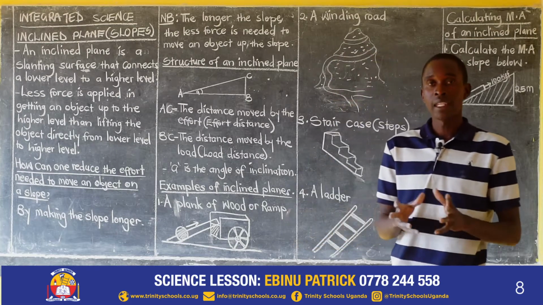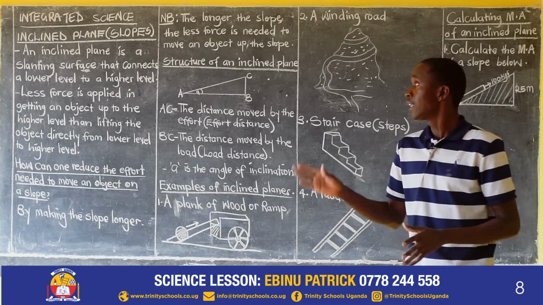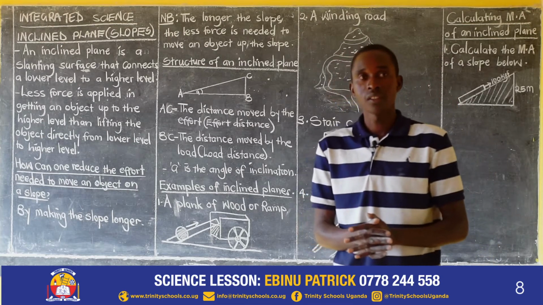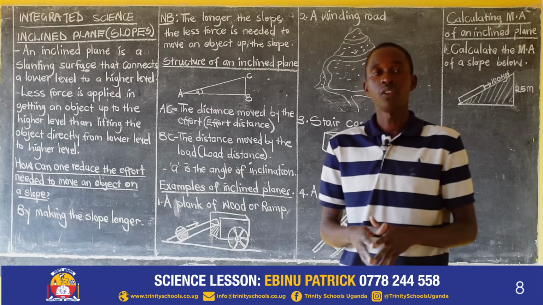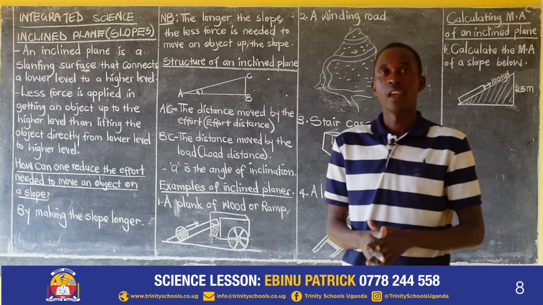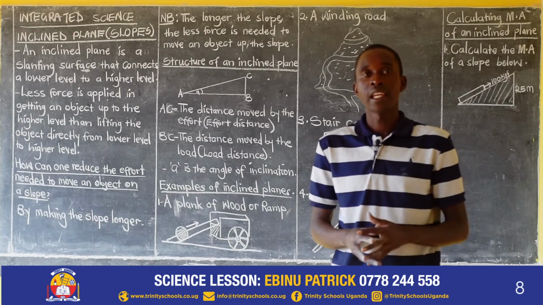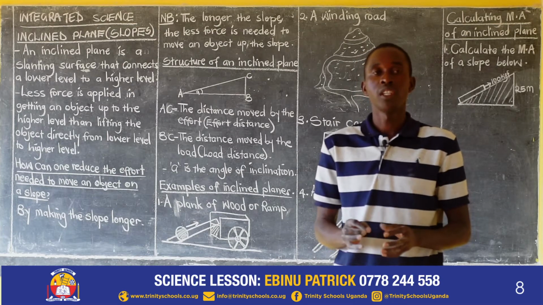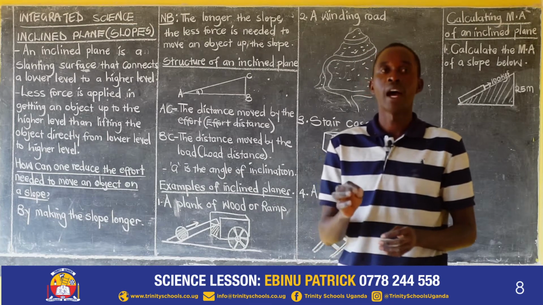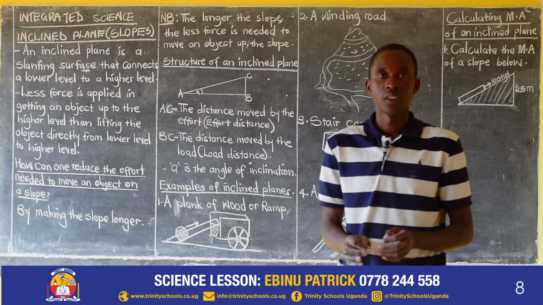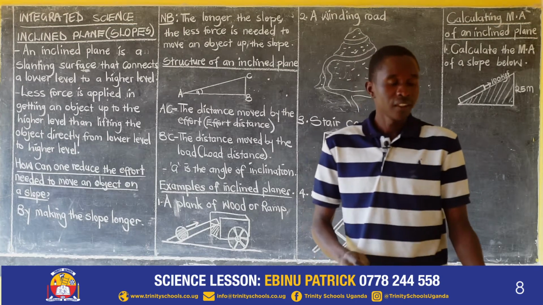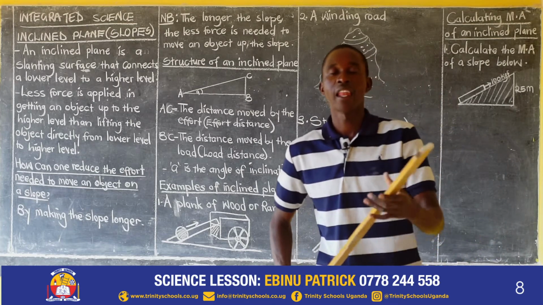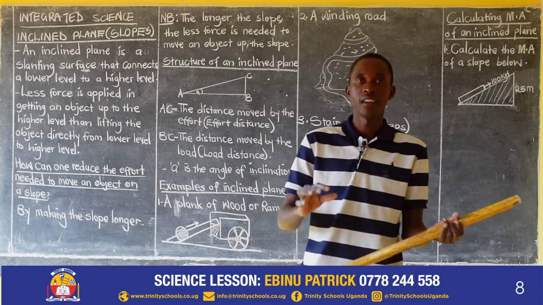Now, an inclined plane is a slanting surface that joins a lower level to a higher level. I repeat this. An inclined plane is a slanting surface that joins a lower level to a higher level.